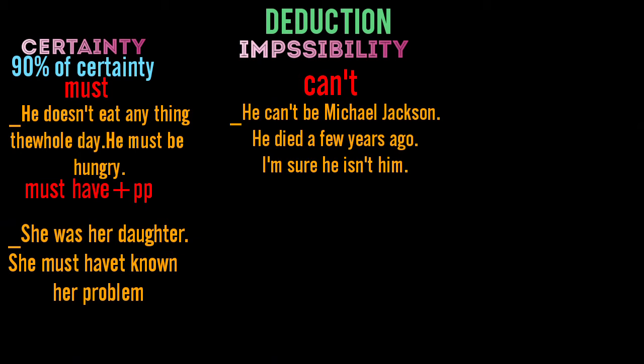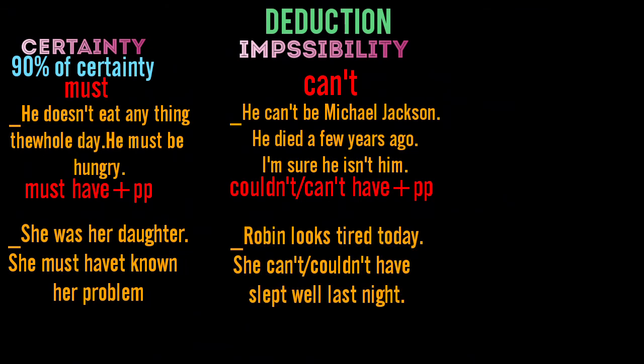To express impossibility in the past, we use couldn't or can't have plus past participle. Example: Robin looks tired today. She can't have or she couldn't have slept well last night.